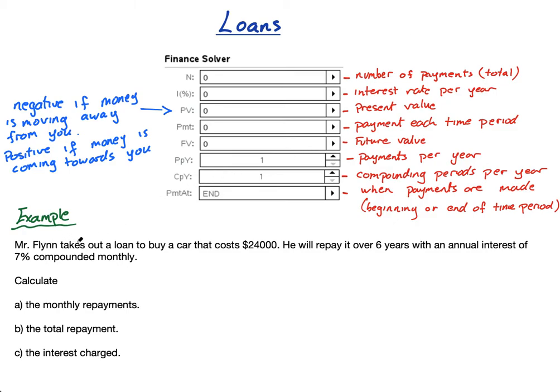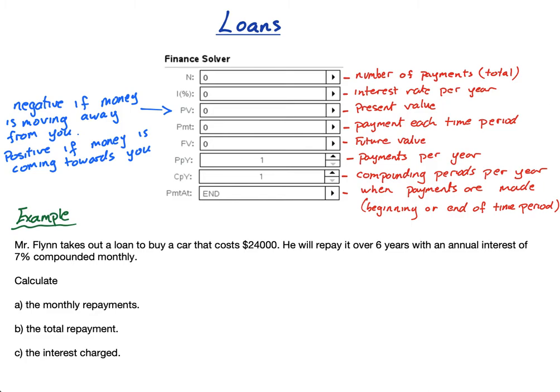So Mr. Flynn takes out a loan to buy a car that costs $24,000. So he's taking out $24,000. He will repay it over 6 years with an annual interest rate of 7% compounded monthly. Calculate the monthly repayment. So he's going to make monthly repayments.